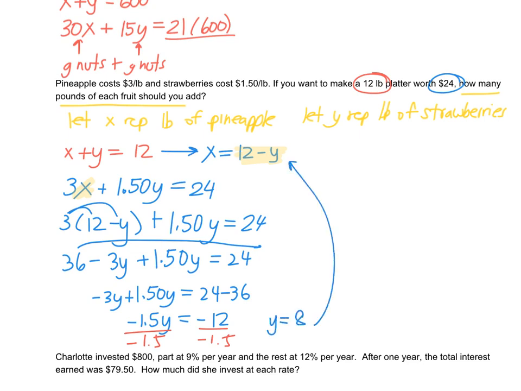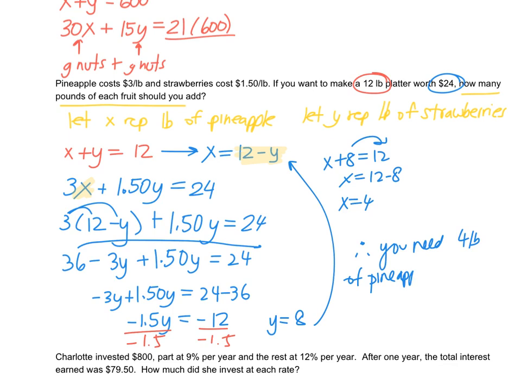Now we can take that and plug it into one of our original equations. So X plus 8 equals 12. Bring the 8 over. So we get 12 minus 8. So that would be 4. So X is pineapple, Y is strawberries. So now we can write our therefore statement. Therefore, you need 4 pounds of pineapple and 8 pounds of strawberries.